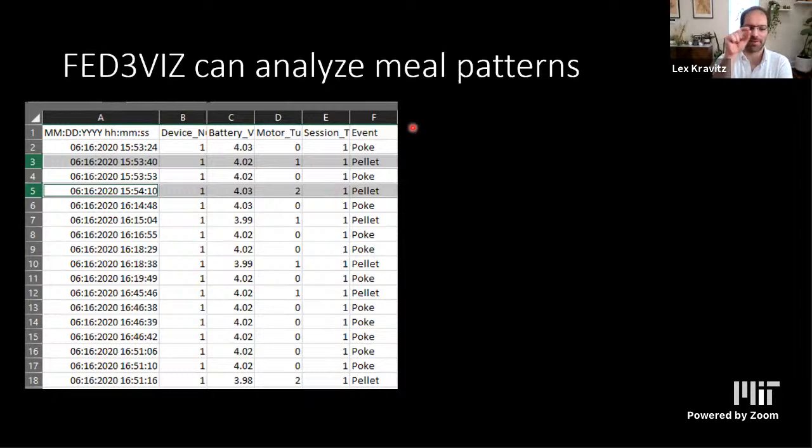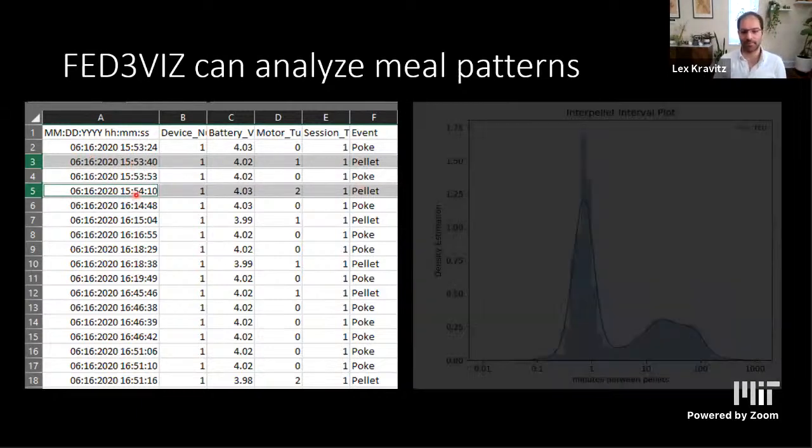But with these pellets, we have these sort of discrete units. So this is a snippet of the data file we're looking at. We see that every event that happens is timestamped. In the first column A, we have some information, and then in column F, I'm highlighting, it'll tell us what the event was. So a pellet was taken here on June 16th at 3:53 in the afternoon, and then the next pellet was taken at 3:54.